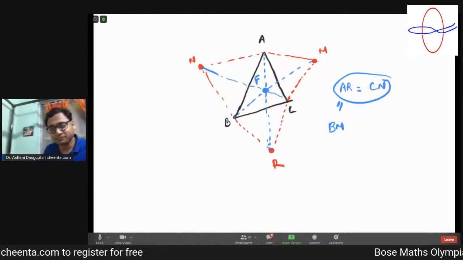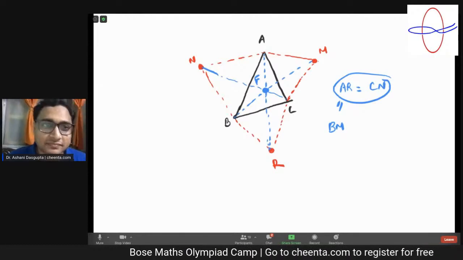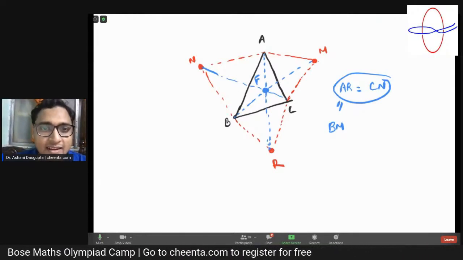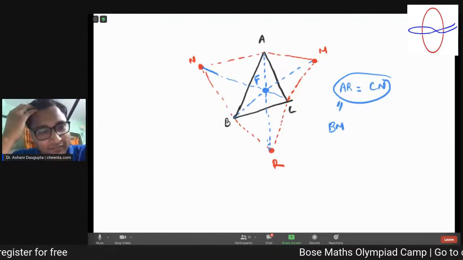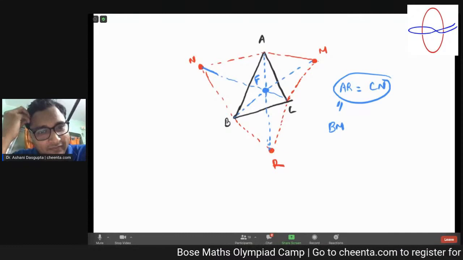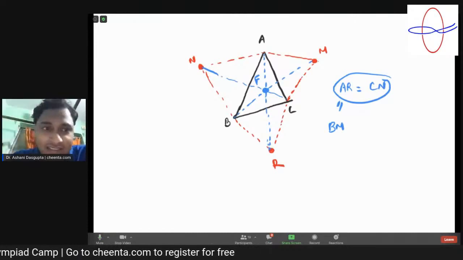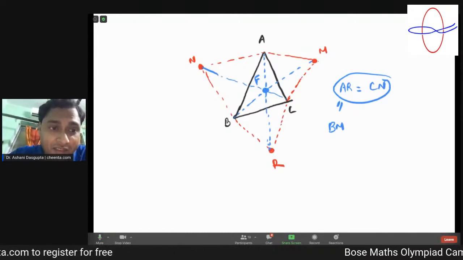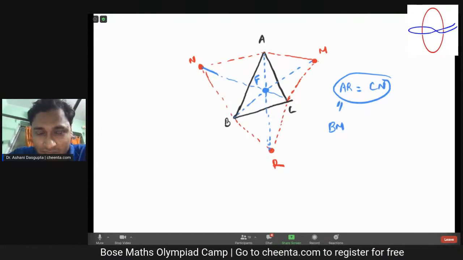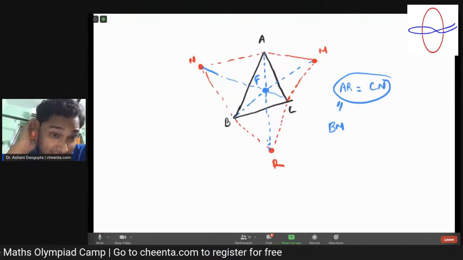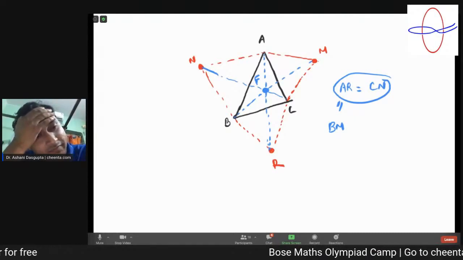Sir, we already know that BM is equal to CN, right? So if we just prove that AR is equal to BM, then it solves our problem, no, sir? Well, we already proved that. Just take the other two triangles and do the same. Yes, sir. So we can take this triangle BMR and ARM. Yes, that's true. Then, sir, RM will be common here.